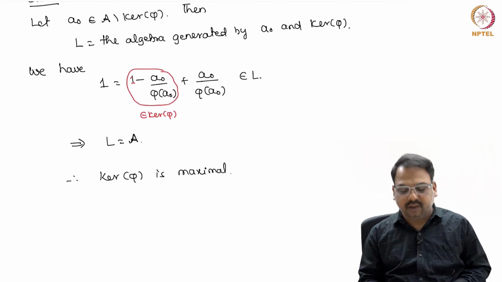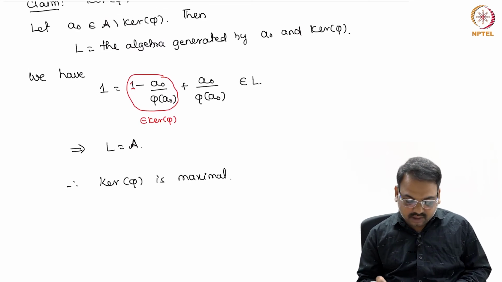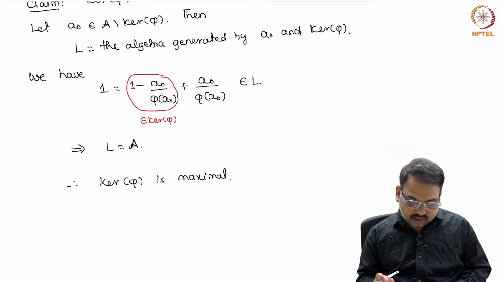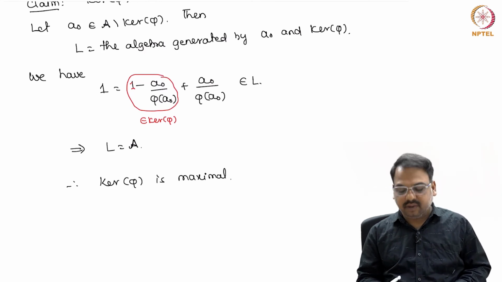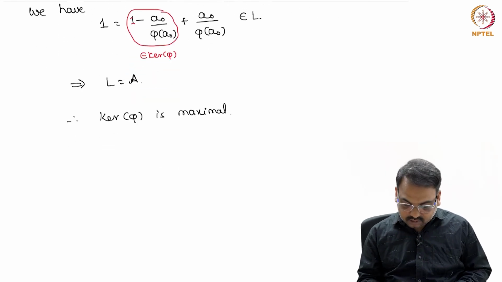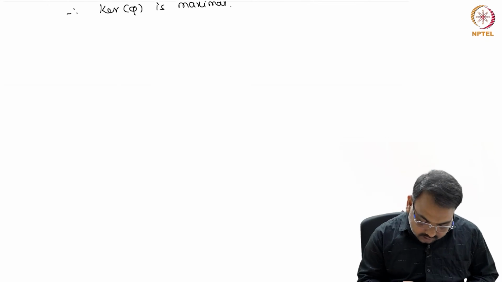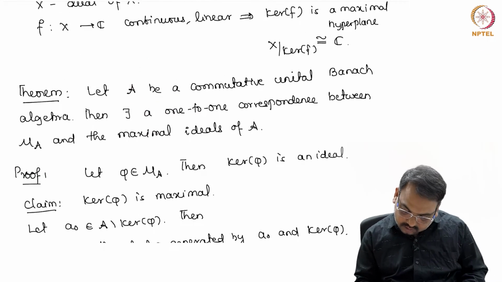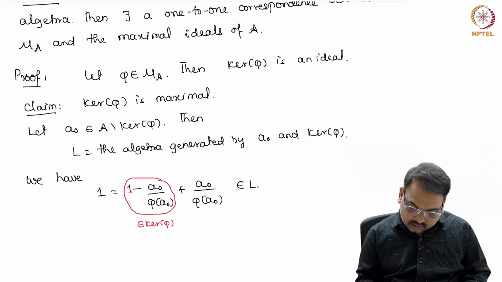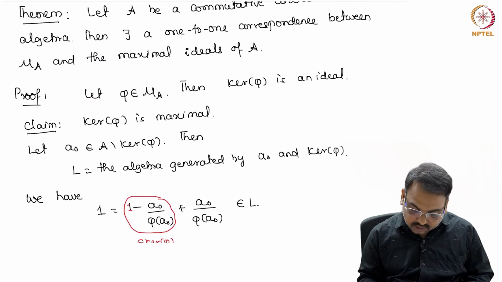If this is not maximal, you can find one element a naught in A minus kernel phi. Now if there is an ideal which contains kernel phi, then that ideal should be generated by a naught and kernel phi. But we have shown that such a thing is exactly the full algebra, hence this is a maximal ideal. Now on the other hand, let us look at a maximal ideal and get a functional whose kernel is exactly the maximal ideal.